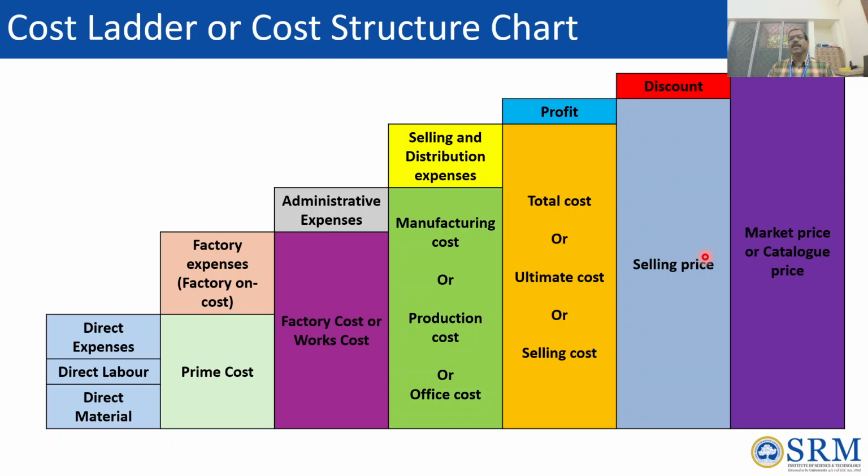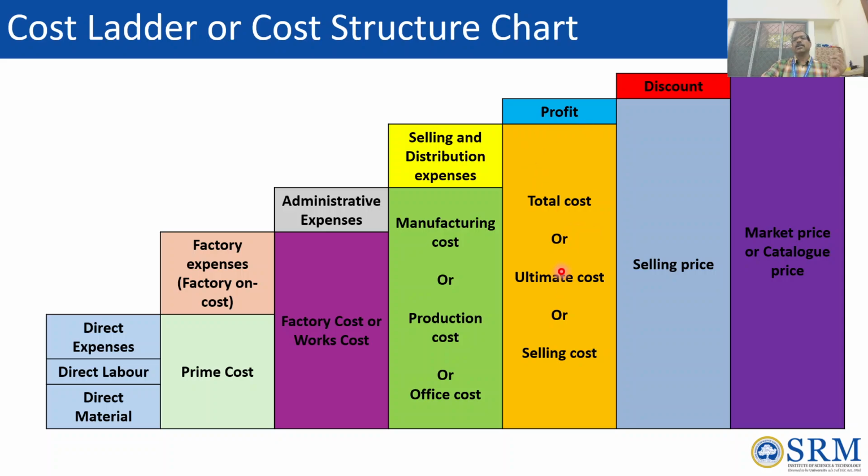But where does the selling price come from? The selling price comes from the actual cost, the total cost incurred, where we accounted everything in our real production. That is the total cost, which can be called the ultimate cost or selling cost. Along with the profit, we fix the selling price. So the selling price is a combination of total cost and profit.